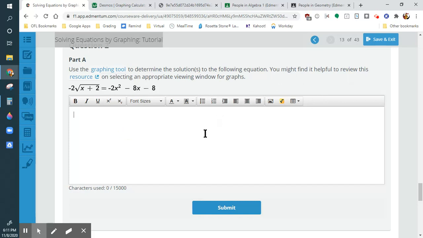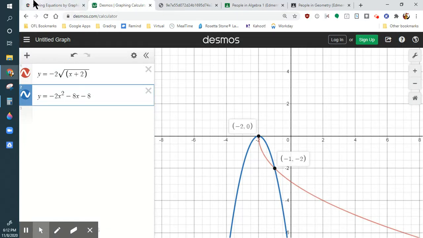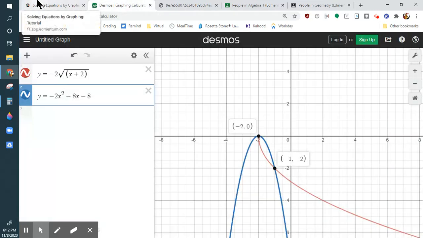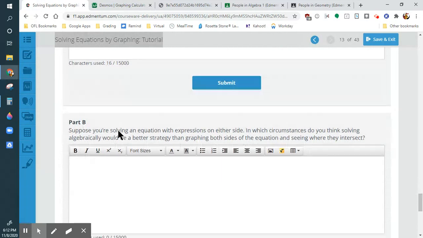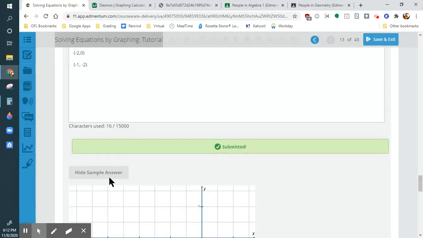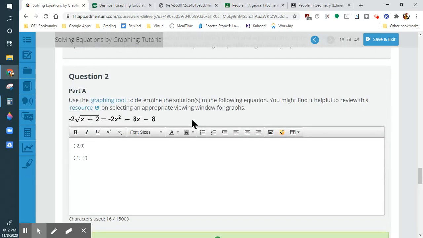Use appropriate selection windows. So this one, you literally just type in your answers. I don't see any other way to do this other than just typing in your answers. So that's what I'm going to do here. I'm going to do -1, comma, what was it, -2. Okay, so I got those. All right, I'm going to do that. And then you can see their picture right here. They didn't ask for a picture, which I thought was kind of interesting.